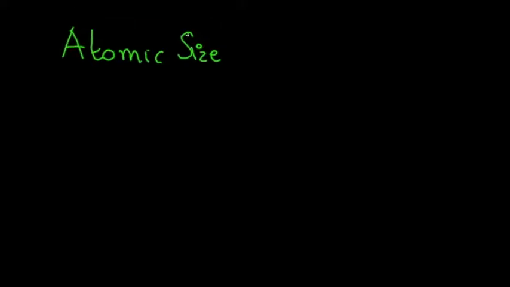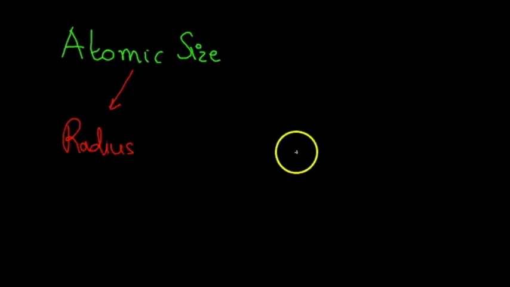This chemistry tutorial provides a basic introduction into atomic size, which is measured in terms of the atomic radius. This is one of the four main periodic table trends you need to know. So let's talk about atomic radius. What is the atomic radius of an atom?